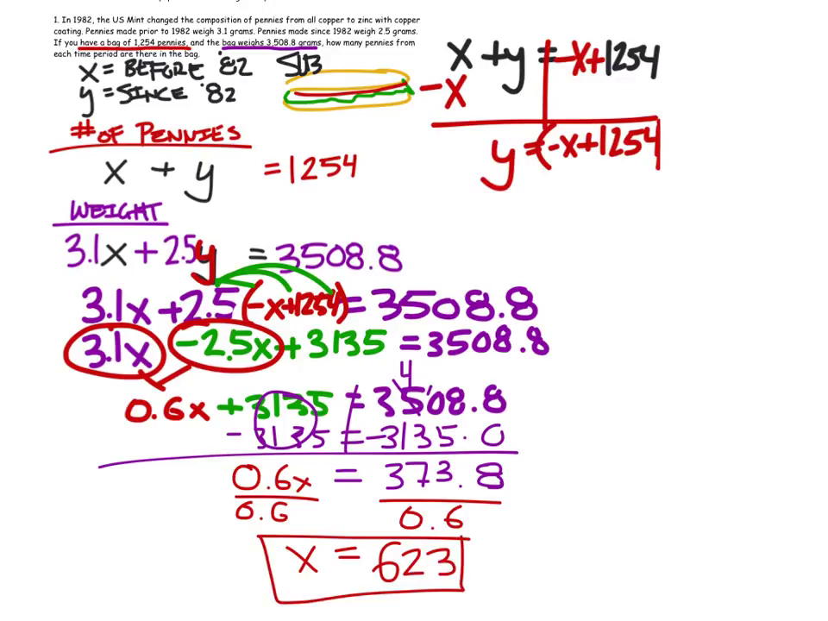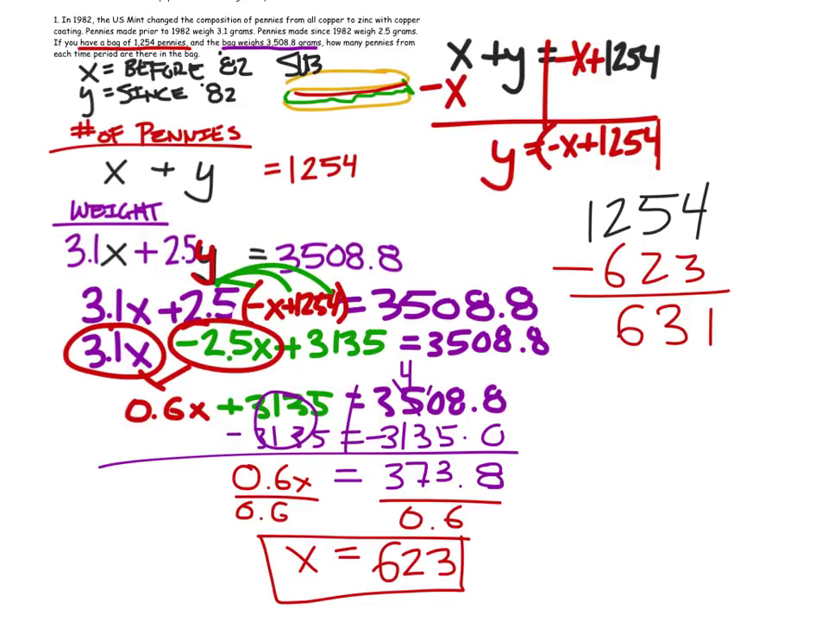So we'll come back to this and write the sentence for it. Alright, well that's the number of pennies before 82. Next we need to solve for after or since 82 pennies. We had two variables, so we've got to solve for both of them, and we just solved for one. We can see there were 1,254 total pennies. We just figured out there's 623 of the before 82 pennies, so we'll subtract this out, and we got 631 after or since 82 pennies.